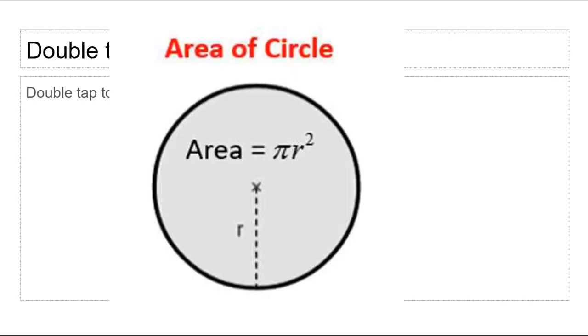Alright, so we talked about circumference, now let's talk about area. Area is pi r squared. Pretty simple. We've used this formula actually before, at the end of Unit 6, but this is just talking about, again, pi r squared.